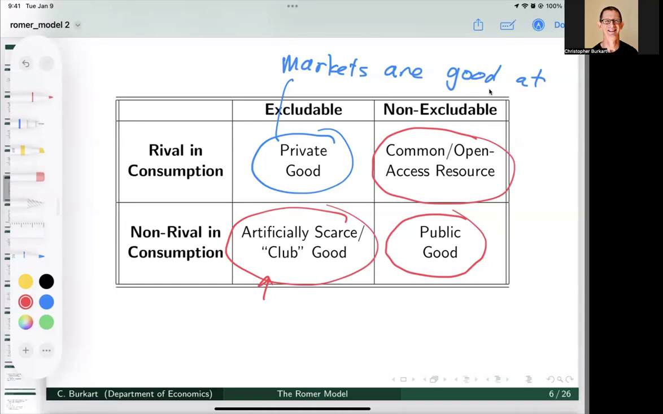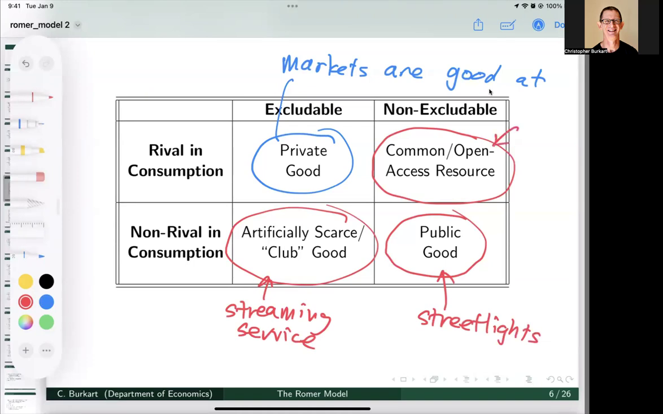That's sort of an issue in getting the right amount of this good provided. And there's actually kind of an interesting literature on that as well, but we're not going to get deep into that. So like a streaming service. My streetlights are a good example of a public good that's non-rival and non-excludable.